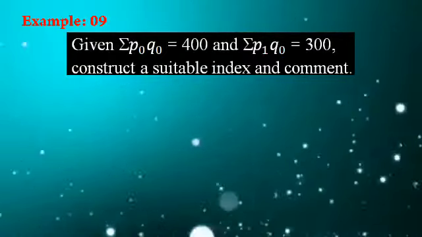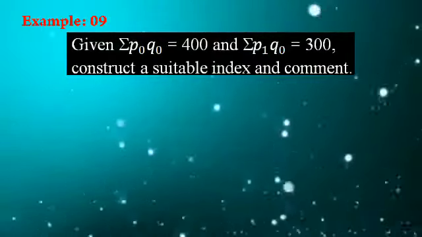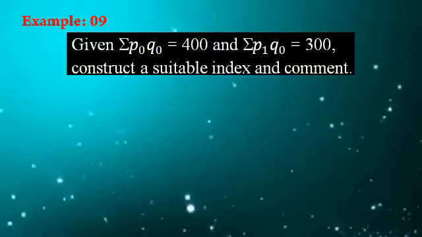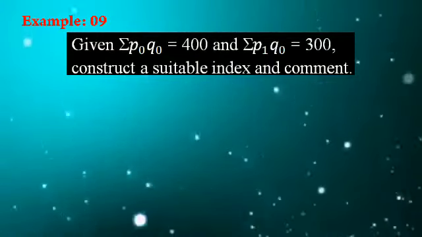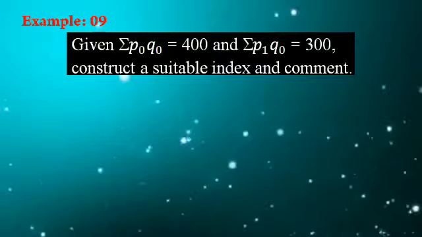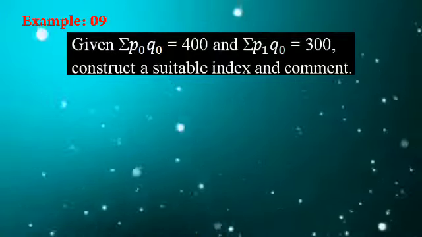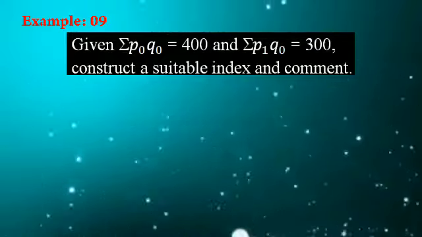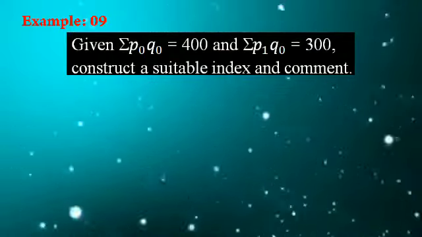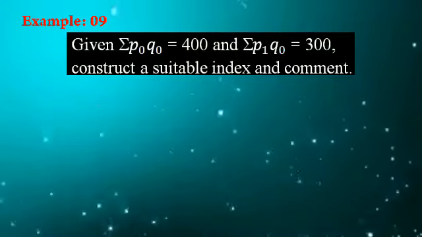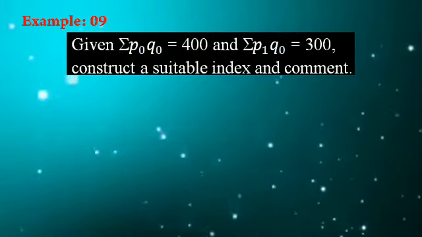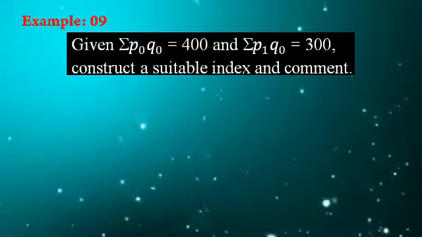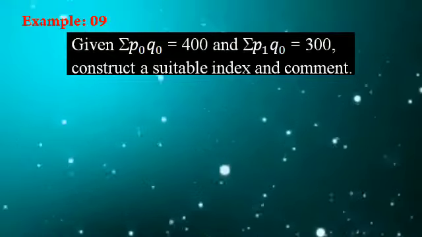question. So for which index number are the base year quantities taken as weights? As you all know, for Laspeyres price index number, base year quantities are considered as weights. For Laspeyres price index number, p1 will be given along with p0, and q0, the quantities of the base year, are fixed. So based on the given data, you can construct the Laspeyres price index number.